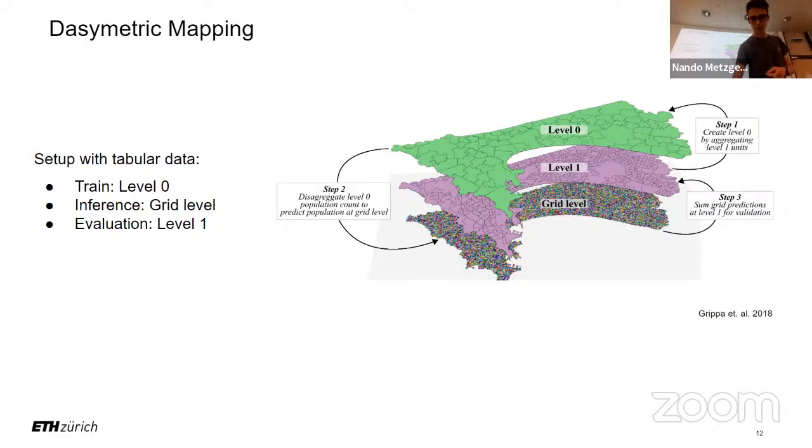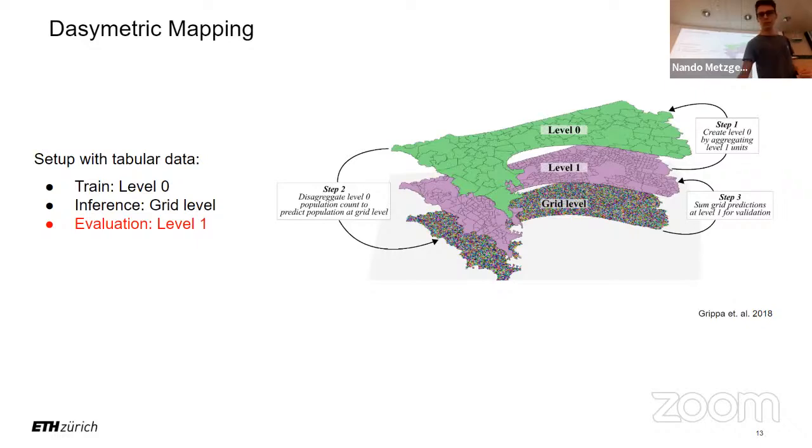Now, I see 2 problems with this approach. The first obvious one is the evaluation. With this setting, at no point can you validate on the grid level because you don't have the ground truth for it. So this is just a very unsatisfying truth, and there is not a lot that you can do about it.